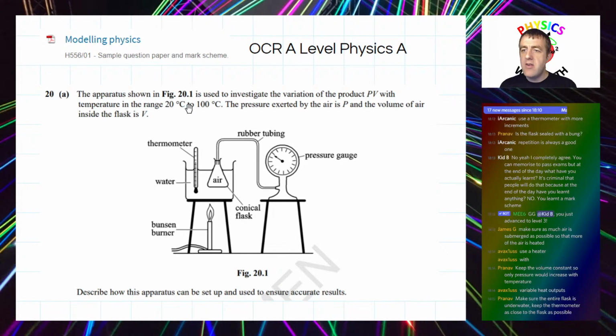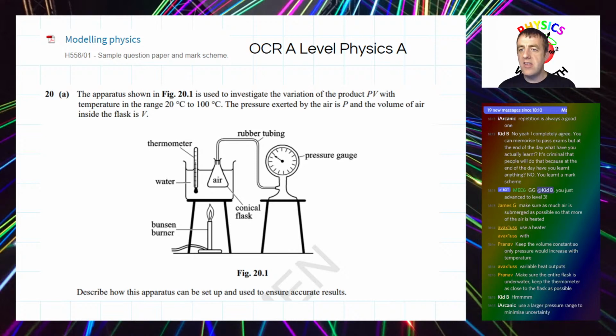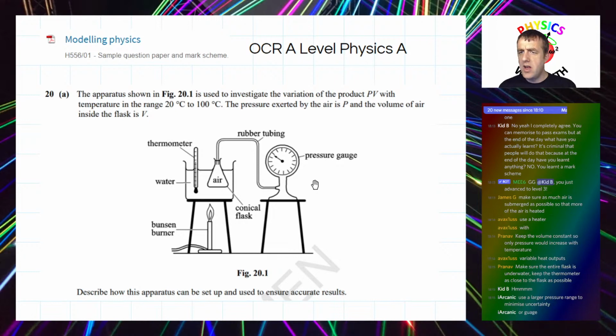So make sure as much air is submerged as possible so that more of the air is heated. James, I think that's a good answer. You're going to want to make sure all of this conical flask, or as much as possible, is immersed in that water bath. That's a good one. Make sure the inside flask is underwater. Yeah, which is what Pranav's just said as well.